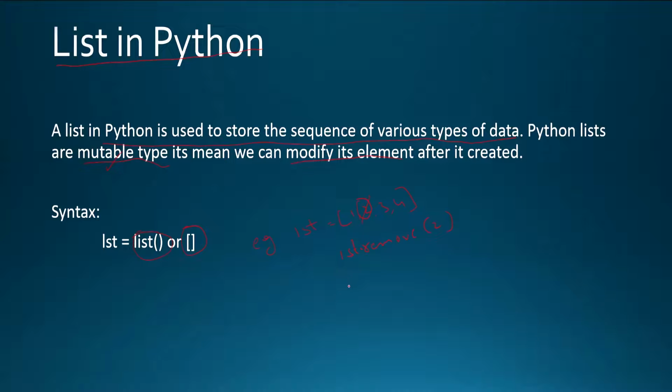Or if we want to add any element to the list, we have a method called append. Here the list will be 1 3 4, and here the list will be 1 3 4 5. Here we have removed the element 2, and here we have added the element 5.